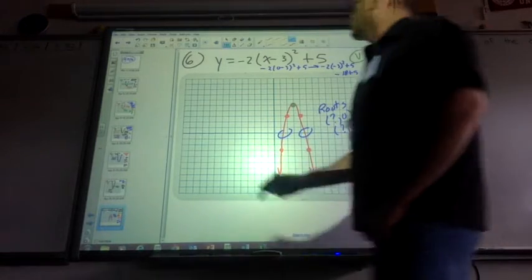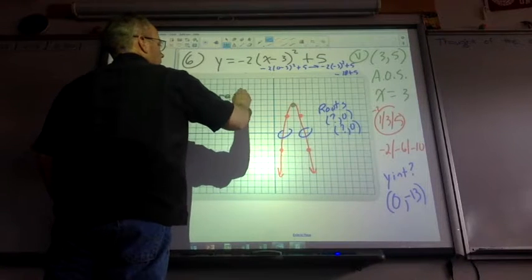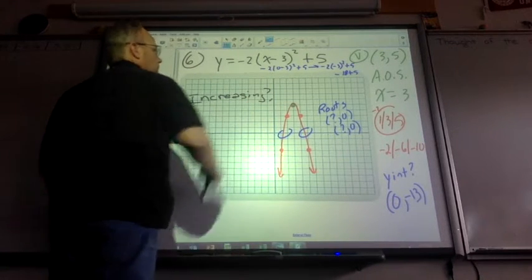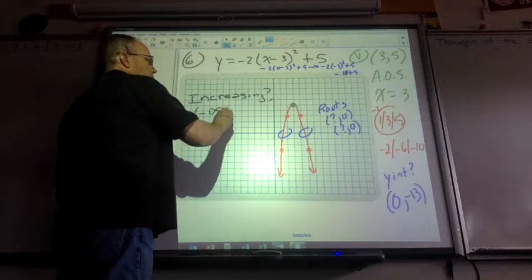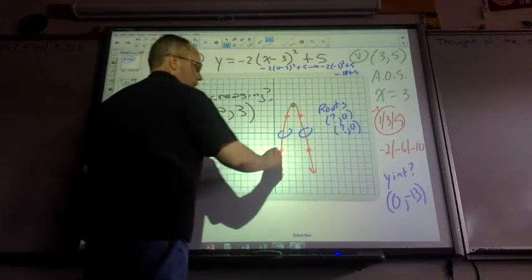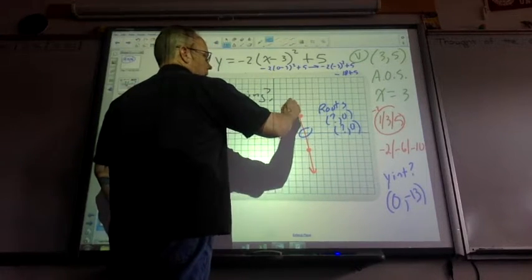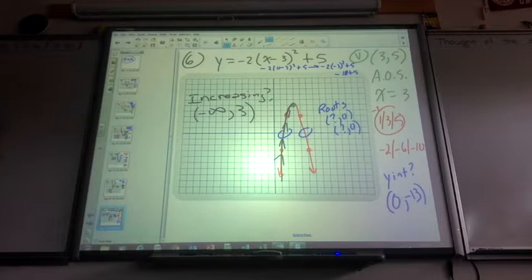Where is this graph increasing? Negative infinity through 3. Awesome. So this whole region here is increasing, okay? Cool. All right, let's go to that back side.